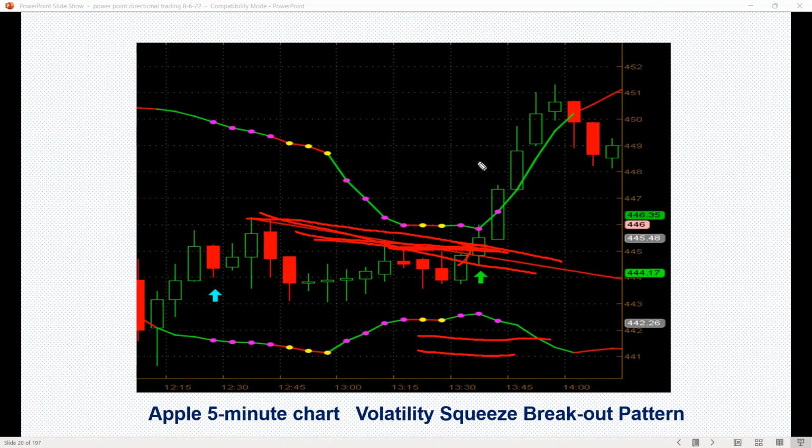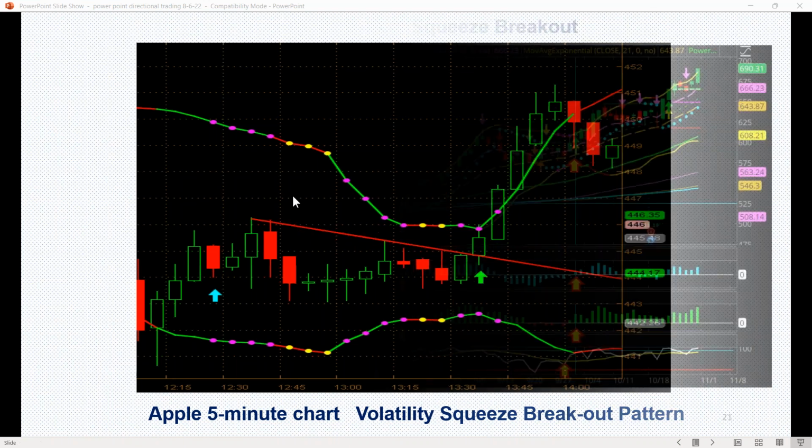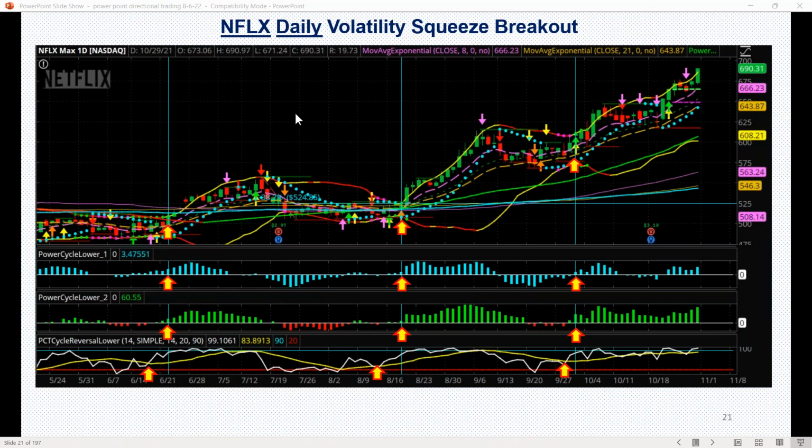Is momentum going to give us a probability of this breaking up or breaking down? That's how we can tell, using momentum. So here's a really good example. This is Netflix. This one chart shows you this pattern, and it happens over and over and over. This is Netflix on a daily.